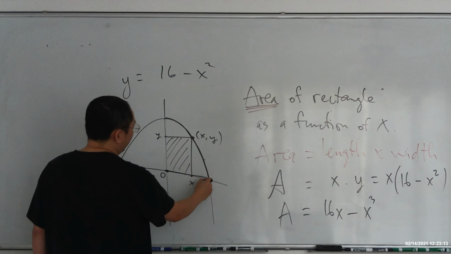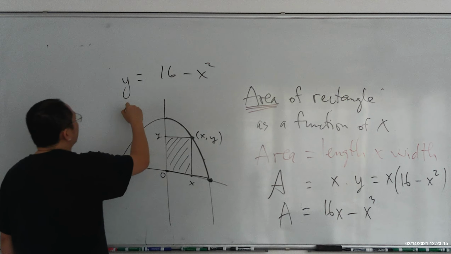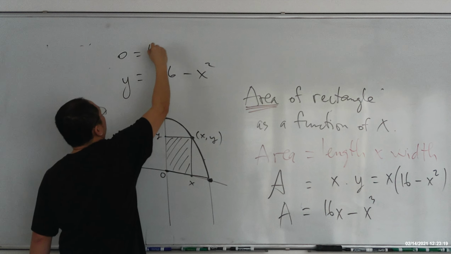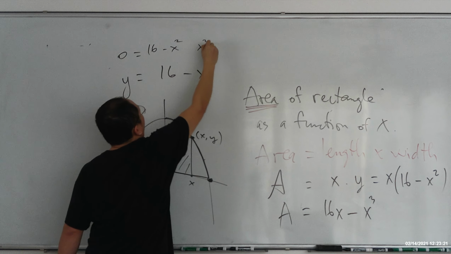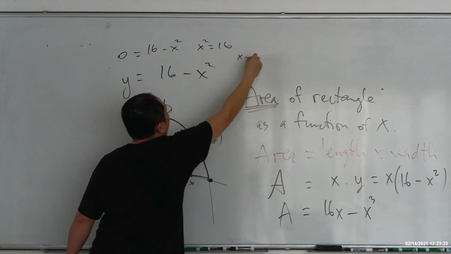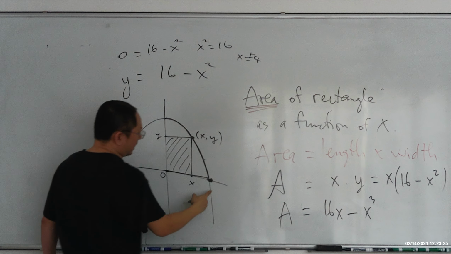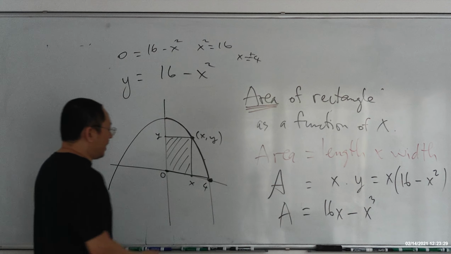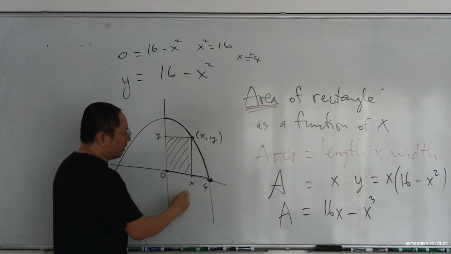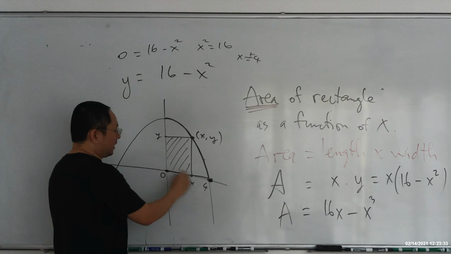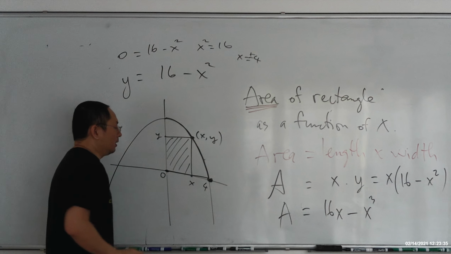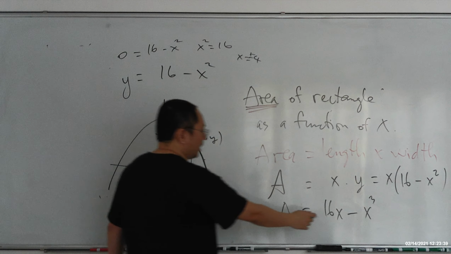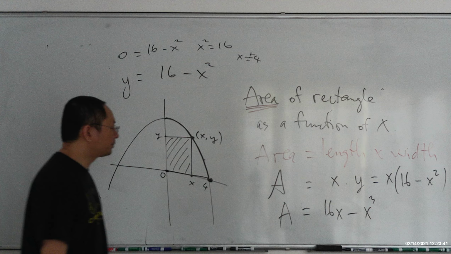Yes. That intersection is where y equals 0. So we solve for y equals 0. You get 0 equals 16 minus x squared, or x squared equals 16, so x equals 4 or negative 4. We only take the positive one because it's in the first quadrant. So the domain is all real numbers x between 0 and 4: at least 0, at most 4. At those two points, the area is going to be 0. When x equals 0 or x equals 4, the area is equal to 0.